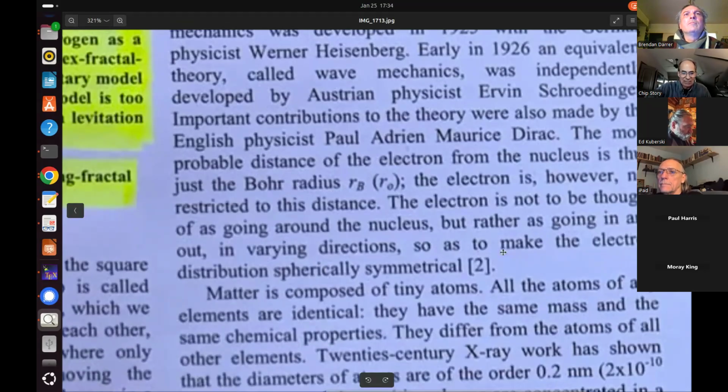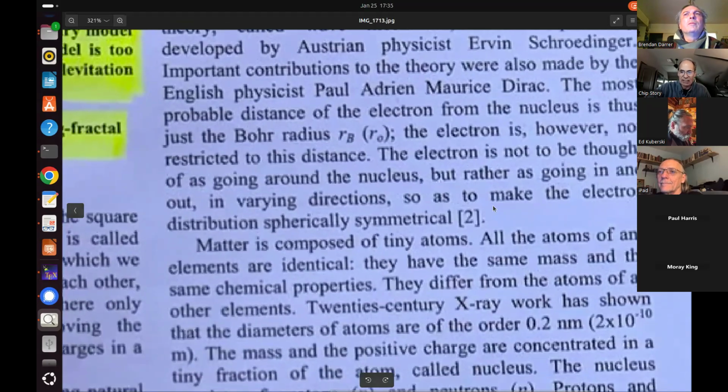The most probable distance of the electron from the nucleus is thus just the Bohr radius. The electron is, however, not restricted to this distance.